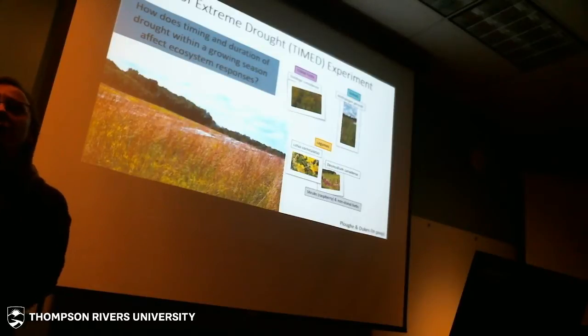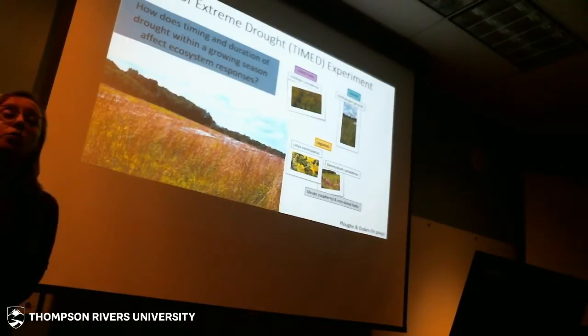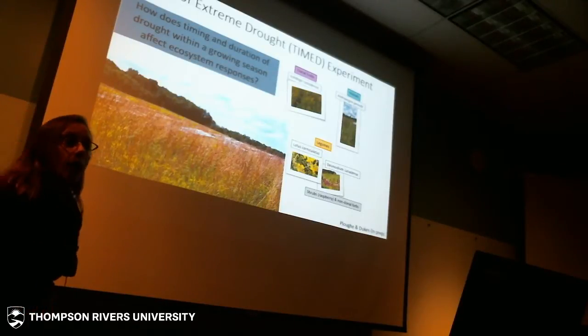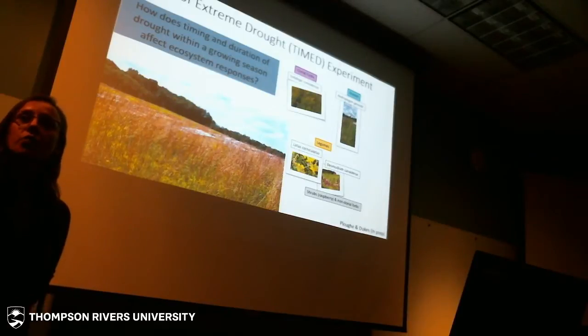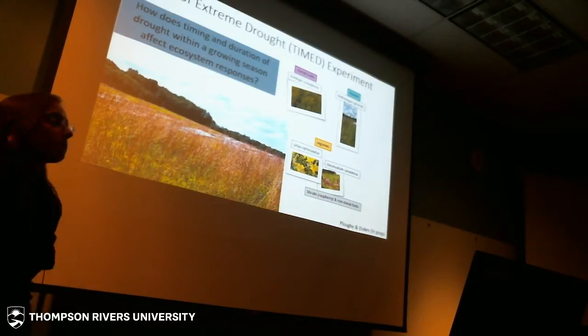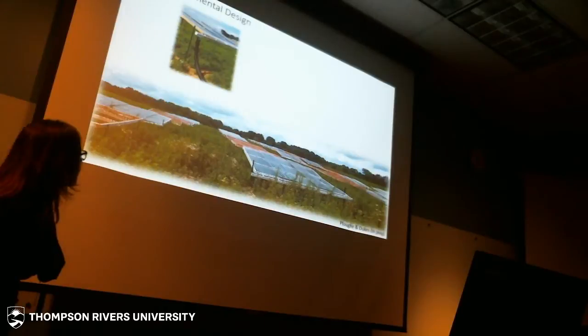And shrubs is a major issue in this system because it is a restored site, and we're trying to keep it a grassland, and woody plant encroachment can be a big issue when you're trying to keep it as a prairie. So what was the experimental design?